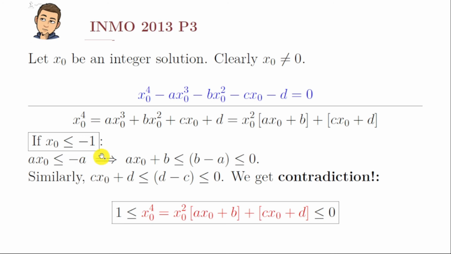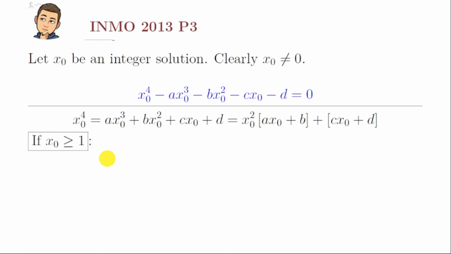Now let us check the other case. What if the solution is positive? If x0 is bigger than or equal to 1, then it is easy to check that both ax0 plus b and cx0 plus d are bigger than or equal to 1. That is obvious, because a, b are at least 1 and c, d are at least 1, right? And of course ax0 plus b must be the dominant one. It is bigger than or equal to cx0 plus d.